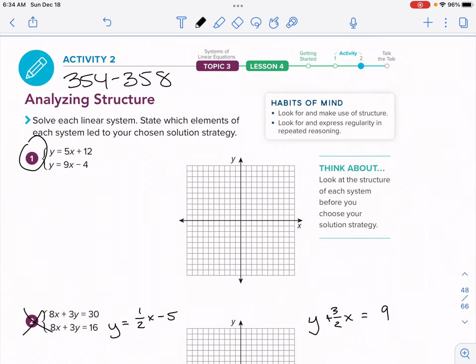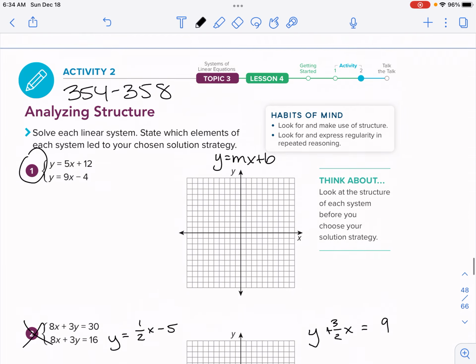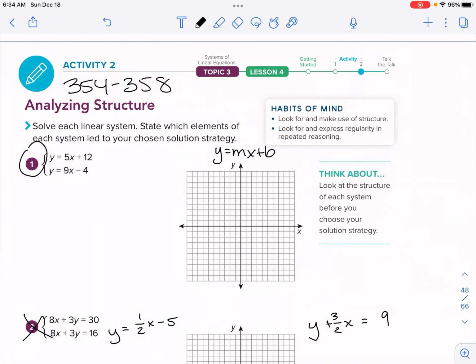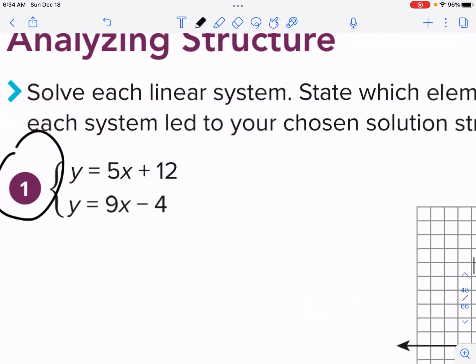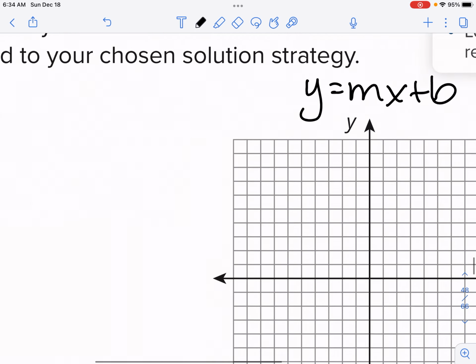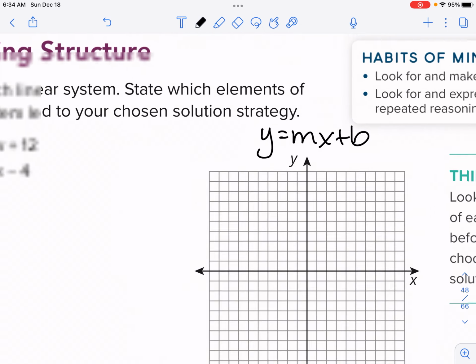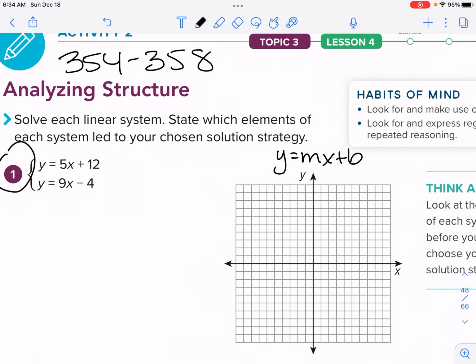For number 1, my preferred method is to graph it in slope-intercept form. That means the equation has to be of the form y equal to mx plus b. It looks like these two are in slope-intercept form, so I would probably graph this, but you may notice that the first equation, y equal to 5x plus 12, would actually go off the graph. I think the highest we can go is 10 units. So it looks like we could try to do it, but that's probably not preferred.